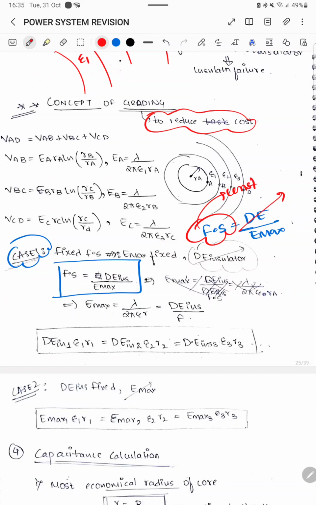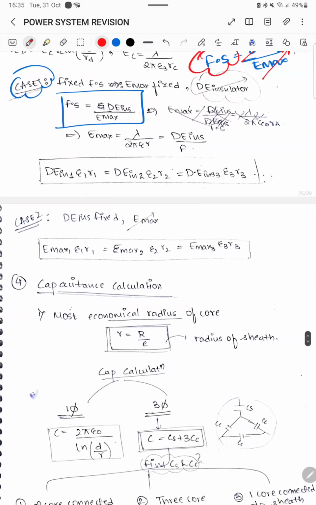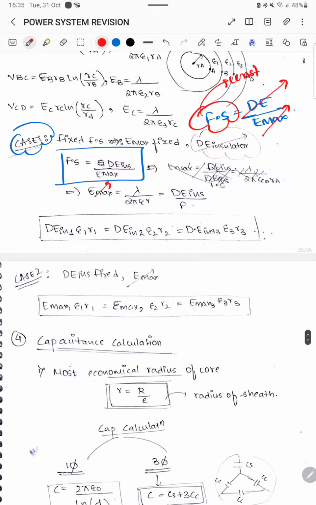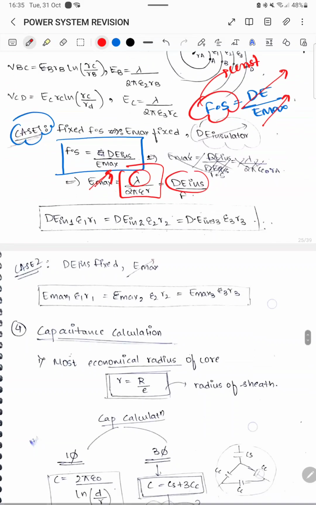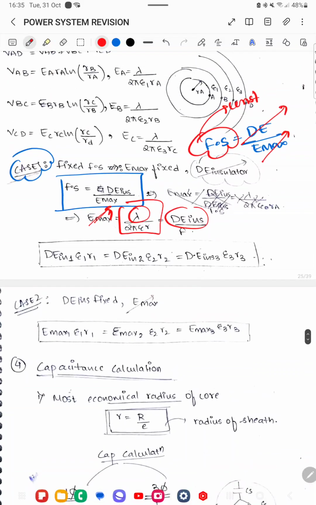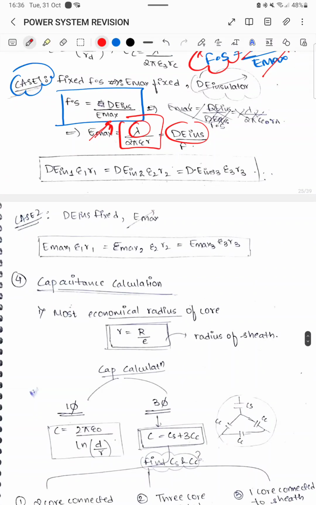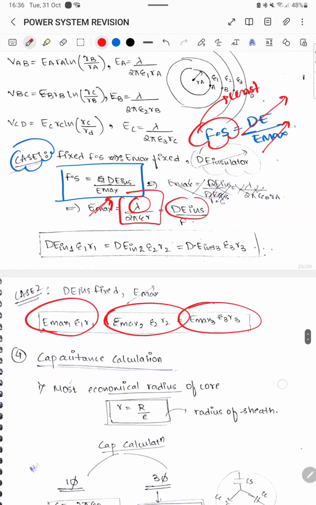So either dE can be variable or Emax can be variable. If Emax is variable, this one is variable, lambda is going to be anyway constant, Dmax, this term is constant, this is variable. So what will our equation come out as? Our equation will come out in terms of Emax: Emax epsilon 1 R1, Emax epsilon 2 R2, Emax epsilon 3 R3.